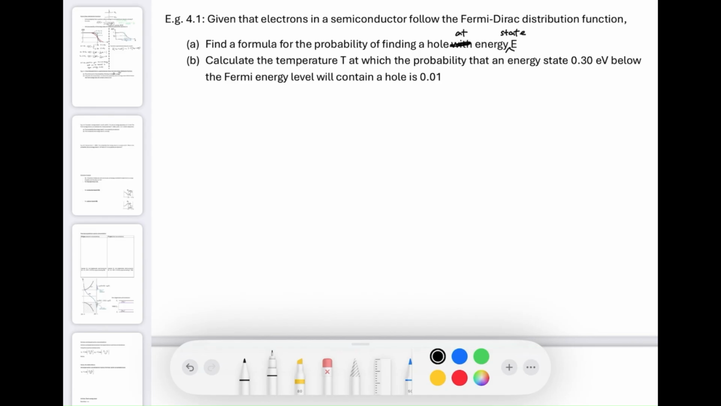So now let's try an example 4.1. Given that electrons in a semiconductor follow the Fermi-Dirac distribution function, find a formula for the probability of finding a hole at energy state E. So let's try A first. So the probability of a hole is just the probability of absence of an electron. So actually it's the same as 1 minus the probability of an electron, which is actually 1 minus this from the formula above.